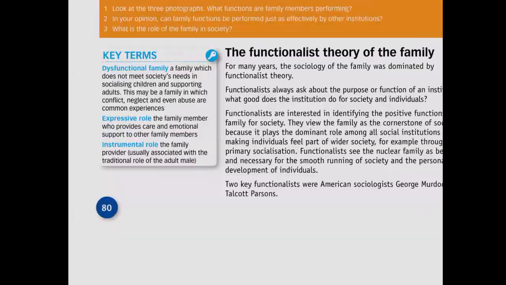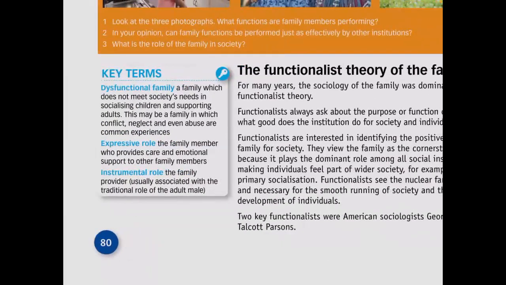So first we're going to look at the key terms. The first one is dysfunctional family. That is basically a family which does not meet society's needs in socializing children and supporting adults. This may be a family in which conflict, neglect, and even abuse are common experiences. So a dysfunctional family is a disturbed family. It's a family that is not functioning smoothly. They are facing some issues. It could be abuse. It could be patriarchy. It could be marginalization. It could be shaming one another. It could be anything, but this particular sort of family is not functioning properly. They are disturbed. They have issues.